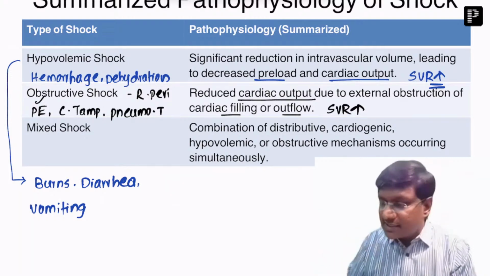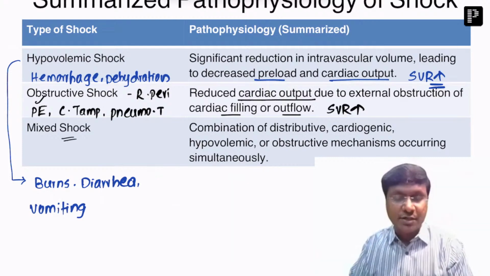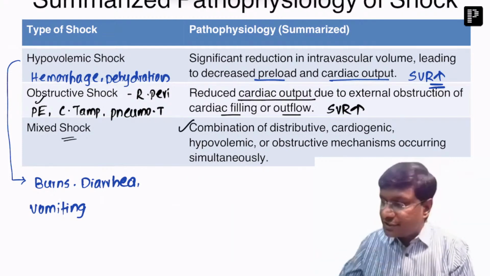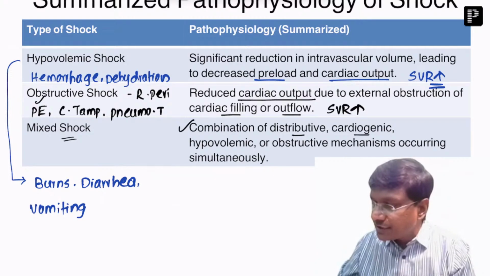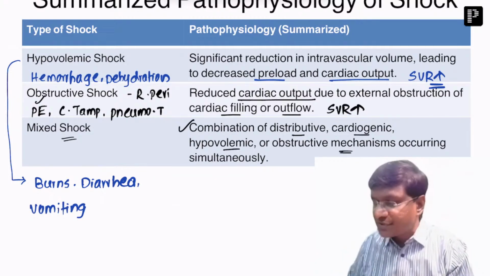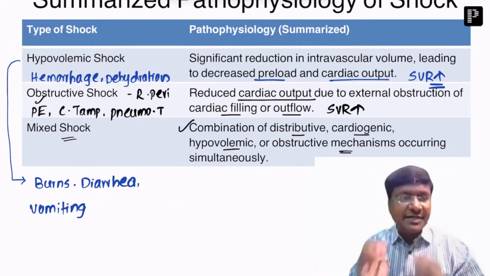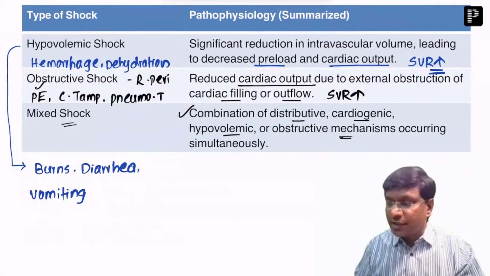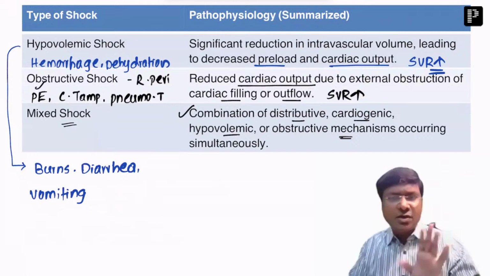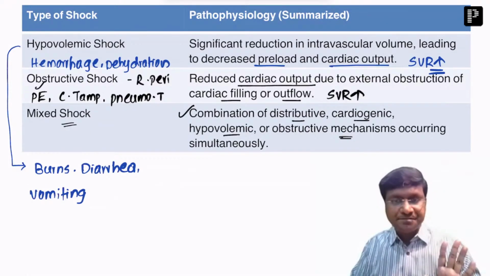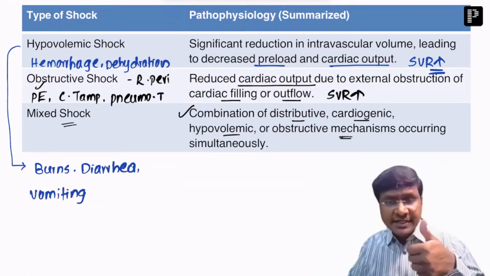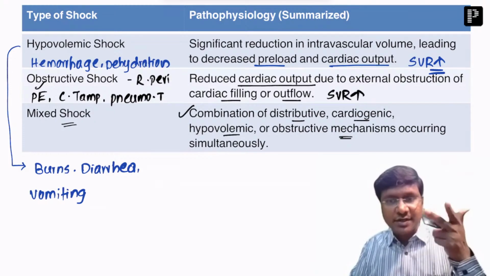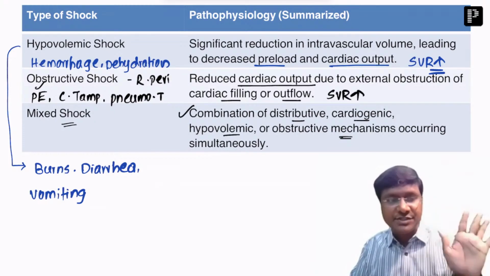Now, what is the last type of shock? That is mixed shock. What is that here? It's a combination of distributive, cardiogenic, hypovolemic, or obstructive mechanisms which occur simultaneously, right? So this is your mixed shock. So these are all the various types of shock, right? Number one, distributive shock. Number two, cardiogenic shock. Number three, hypovolemic shock. Number four, obstructive shock. Number five, mixed shock.